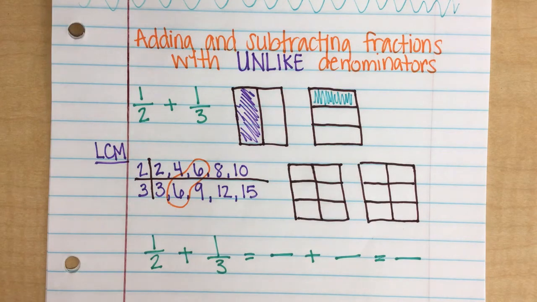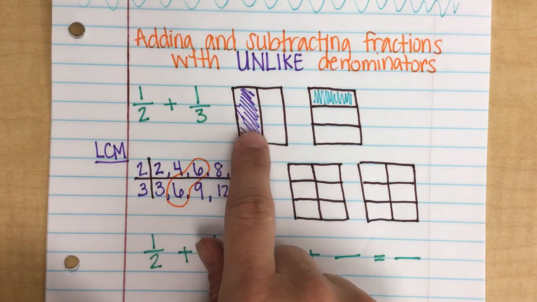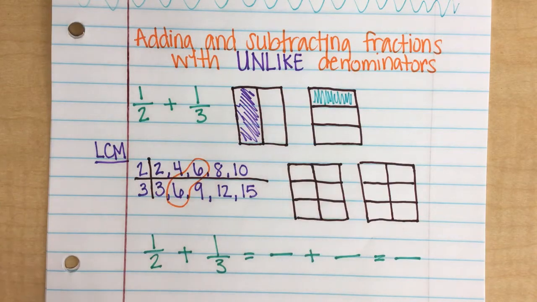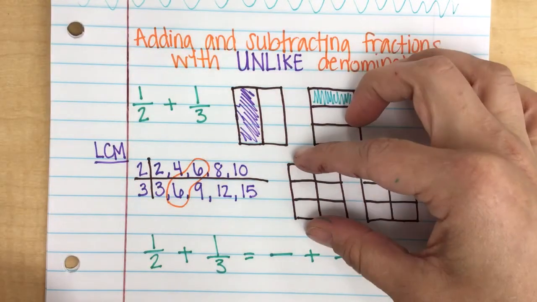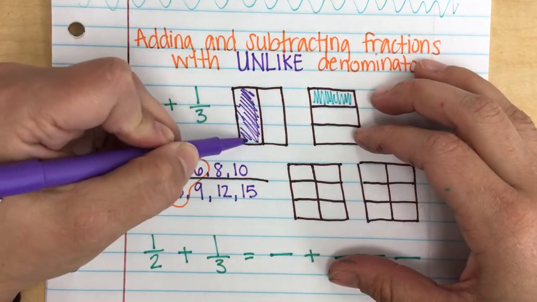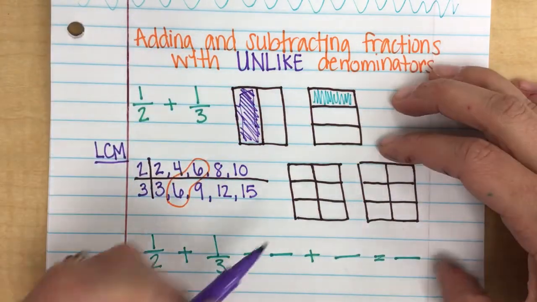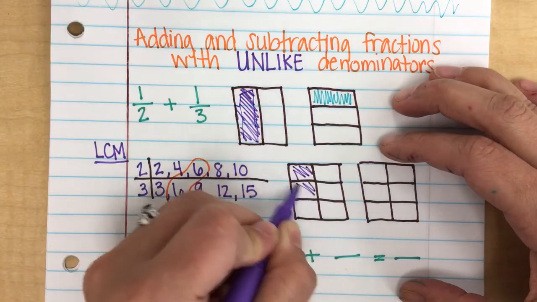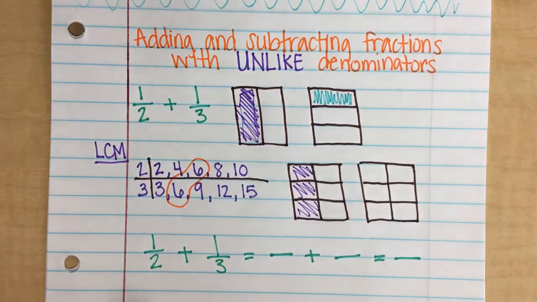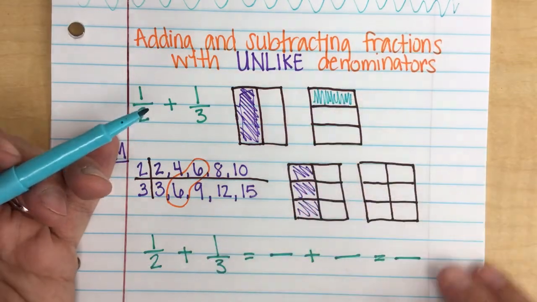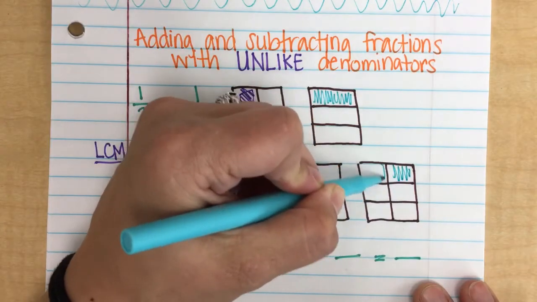Well, now I have to figure out how many of those pieces I can color in or shade in. Now, one way I can do that is I can look at my first model and I can make the same amount or the same size piece that's shaded in. So on this side, this whole half is shaded in, so I can shade in that same piece so it looks the same. And on this one, I have this top row all shaded in, so I can shade in that top row over here.